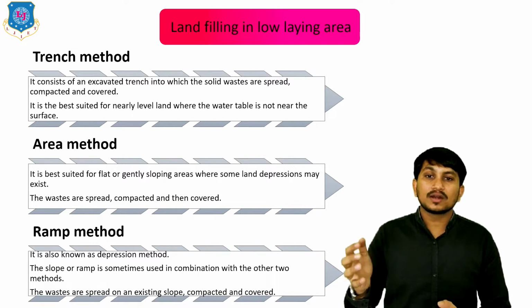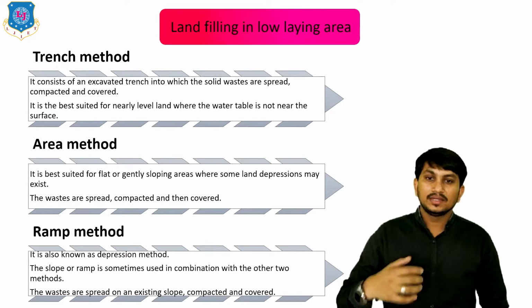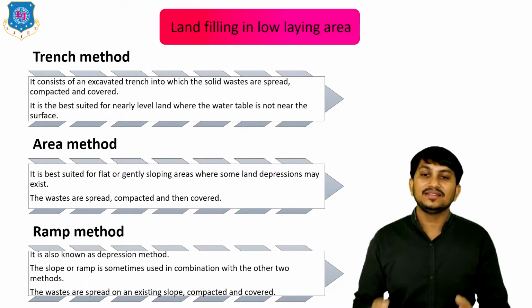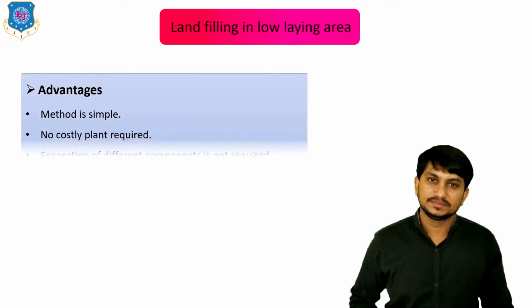The slope or ramp method is sometimes used in combination with the other two methods. The waste is spread on an existing slope, compacted, and then covered. These are the three methods for landfilling.